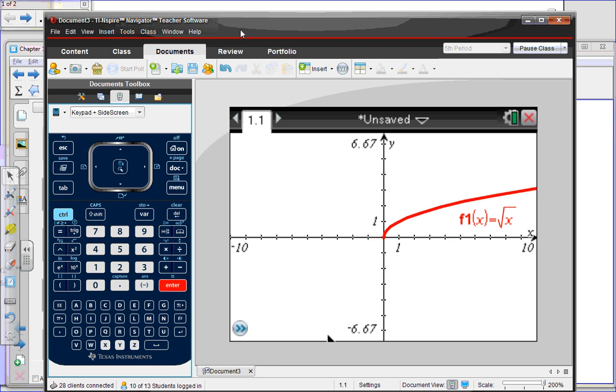How do you know? We're getting there. We're getting there. You all need to be patient with me. Okay, now stop and listen. So now I'm going to graph the square root of negative x.